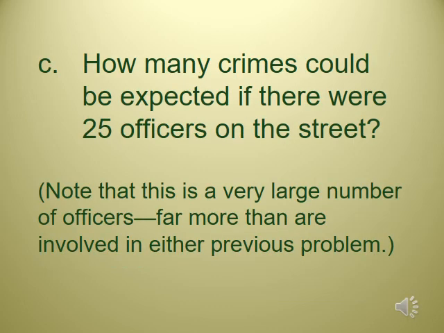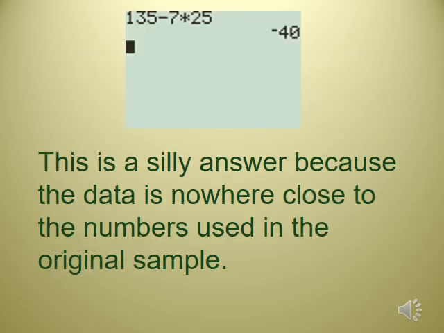And the third question on here, it says how many crimes would be expected if there were 25 officers on the street? And I put in there that you want to notice that's a very large number of officers. It's way more than like the 16 or 17 we got in the previous problems. That's actually kind of important. This problem is actually a lot like the first one. I'm giving you how many cops, you figure out how many crimes, so you're just going to plug in for x and see what you get. But if you do plug in for x, you get kind of a weird answer. If you take 135 minus 7 times 25, you get -40.